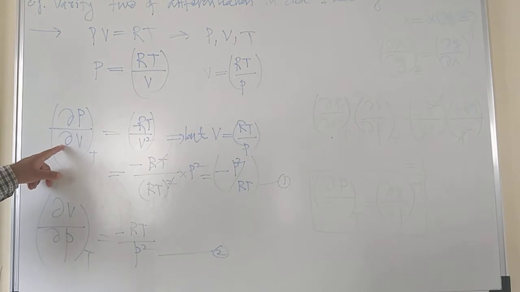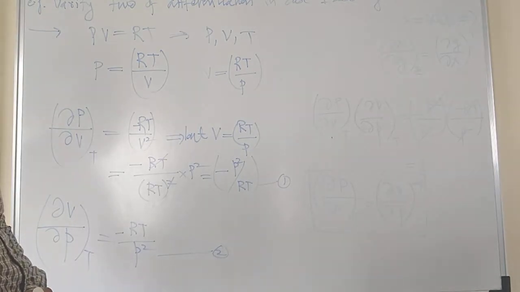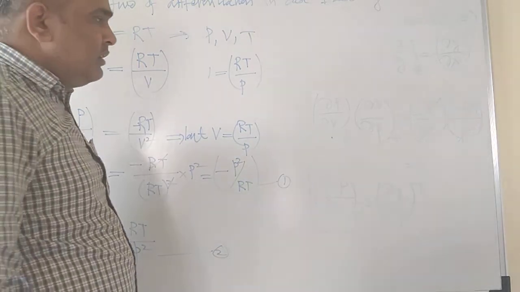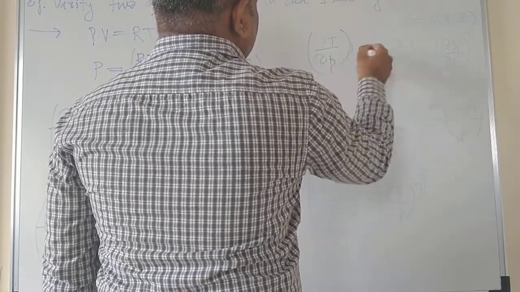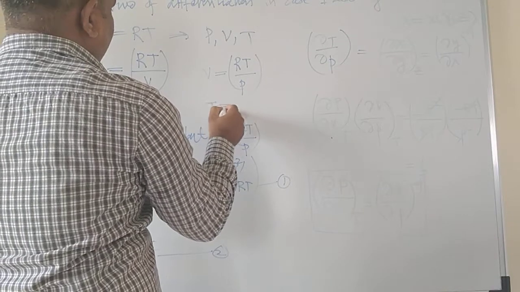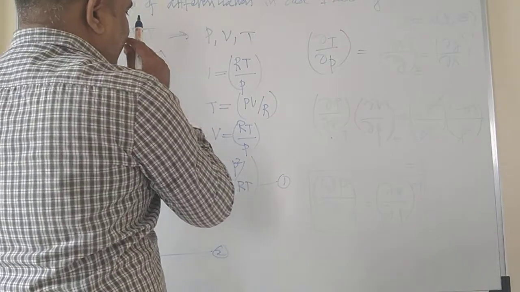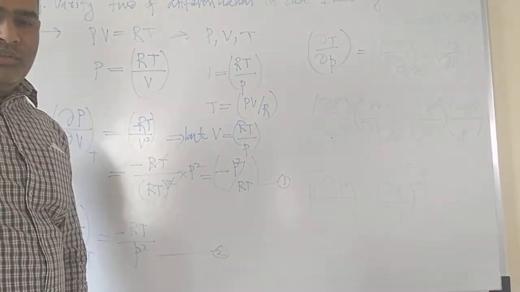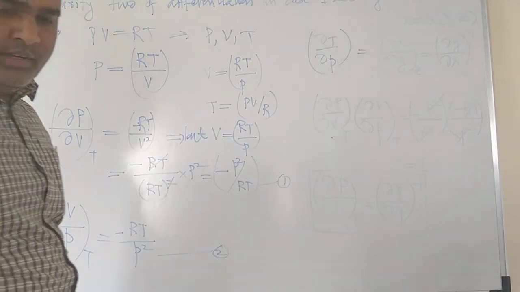PV is done, and the third is T with P. So let's write the relation for T with P. Got it? So differentiation of T with P. In order to do this, let's write the relation for T. And if you write the relation for T, you will get T equal to PV by R. Got it?